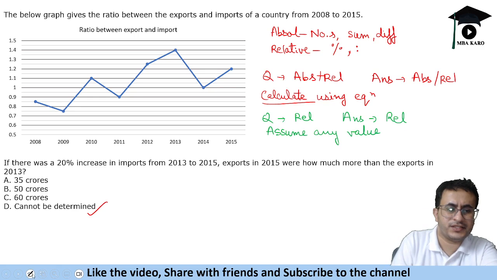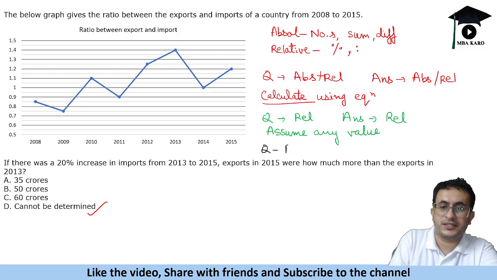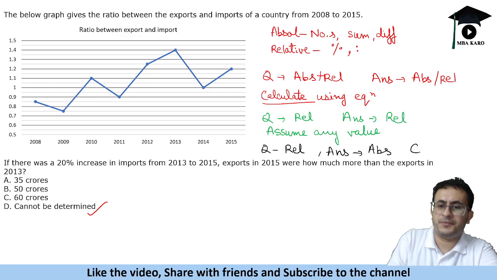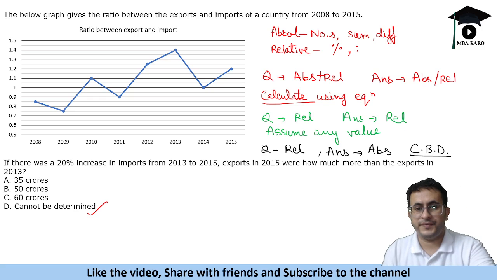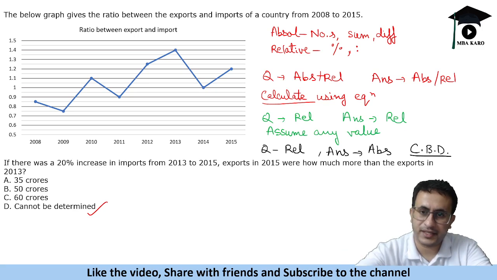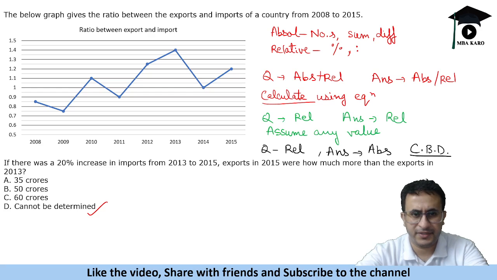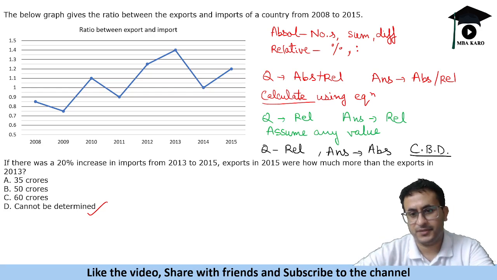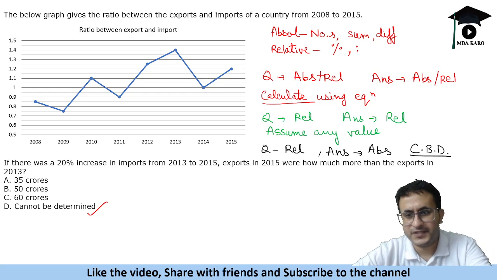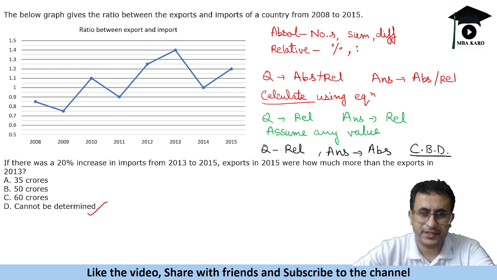And the third case, which happens in this scenario, is if the question has given you a relative value and the answer options ask you about an absolute value. So always remember the answer cannot be determined. This answer cannot be determined because we are just given the relative data and they are asking us an absolute data. They are asking some difference or any absolute number. We cannot determine that number. So this is the key understanding of percentages and ratios. If you understand this well, you master arithmetic, you master data interpretation.